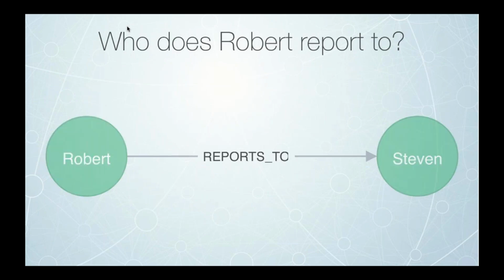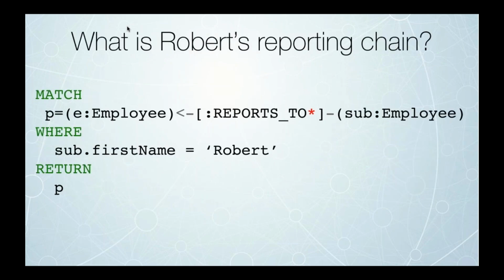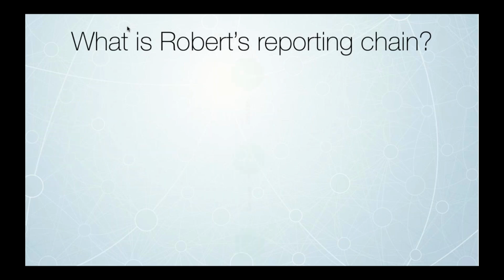Let me get to a little bit more complex one, and you'll get the slides for this. You'll be able to go through some of the other examples. But what is Robert's reporting chain? You can see here, Robert, we're saying, is the subordinate. SUB is our alias. We're saying his first name is Robert. And we're saying Robert reports to star employee, and find me that complete path. So that will traverse any number of reports to relationships and find me the full path and show me who Robert reports to.